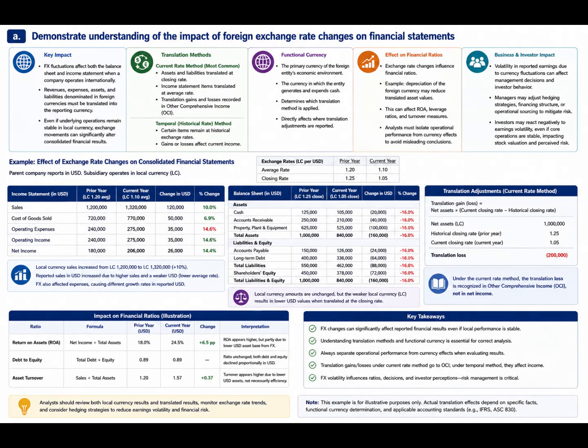Functional currency is the primary currency of the foreign entity's economic environment. It is the currency in which the entity generates and expends cash. Determining functional currency guides which translation method is applied and directly affects where translation adjustments are reported.